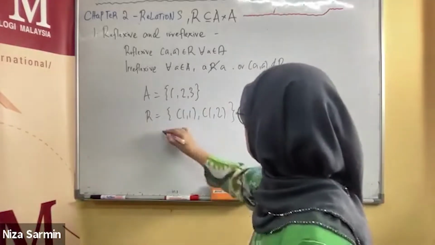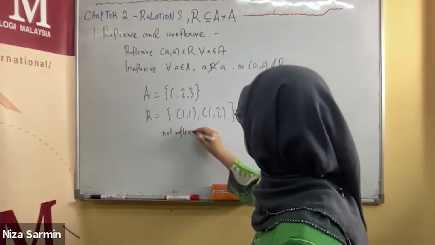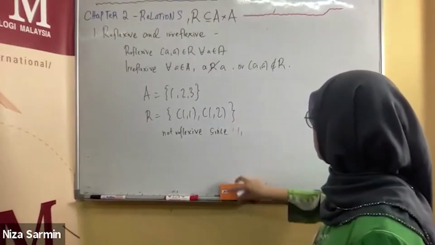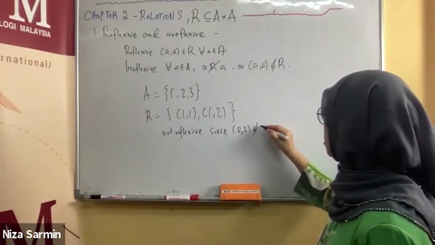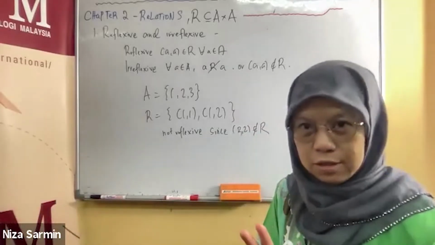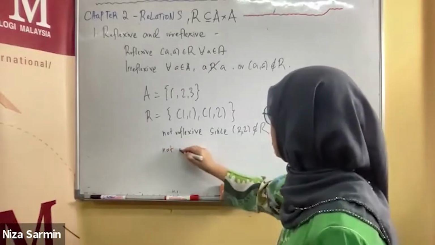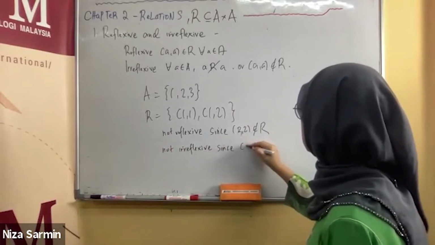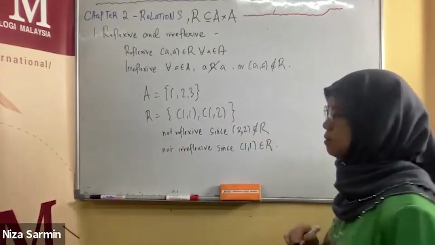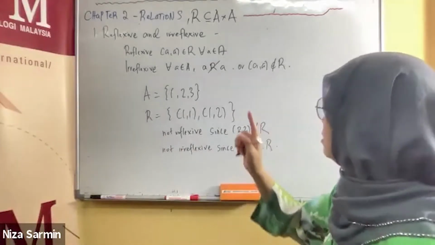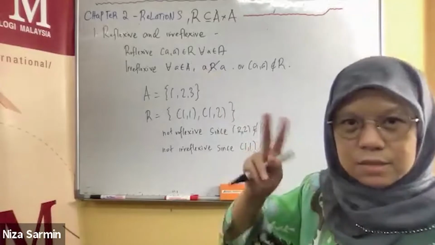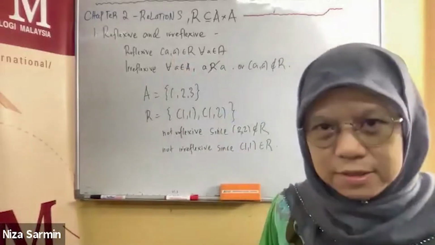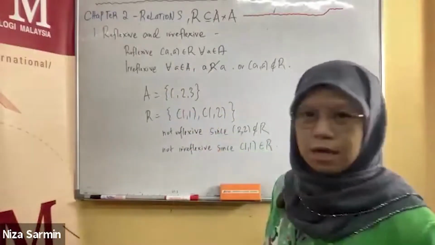And this is not reflexive since (2, 2) is not in R, or you can write (3, 3) is not in R. Okay. Not irreflexive since (1, 1) is in R. Okay, irreflexive means you cannot have any same pair. All right, reflexive means you have to have all pairs. Okay, depending on your A.